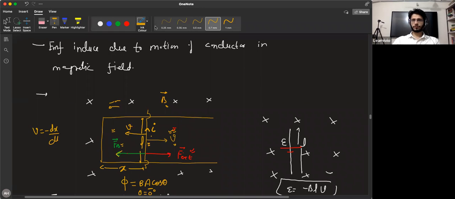Sir, here the magnetic field is uniform or non-uniform, sir? It's a uniform field. If the magnetic field is non-uniform, then you will calculate EMF for a small region, then you will integrate it over the entire region. If the field is non-uniform, that is; here it is a uniform field.